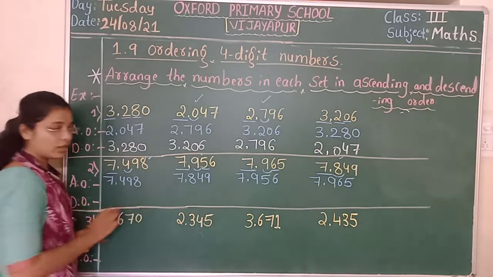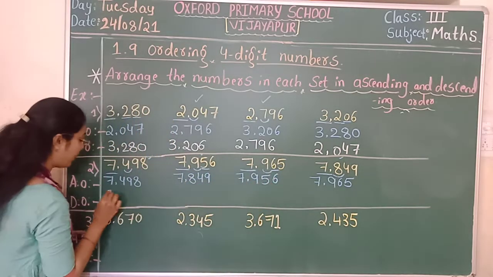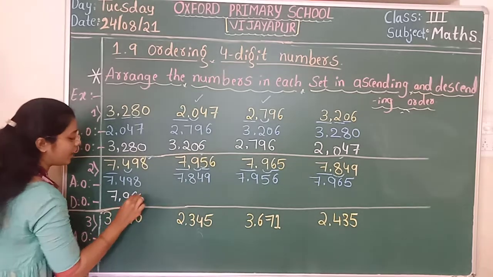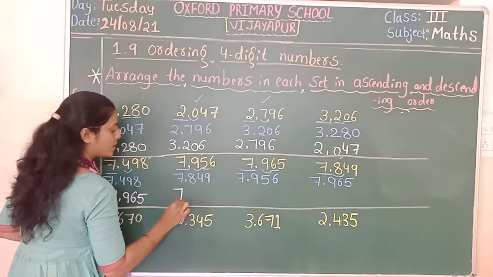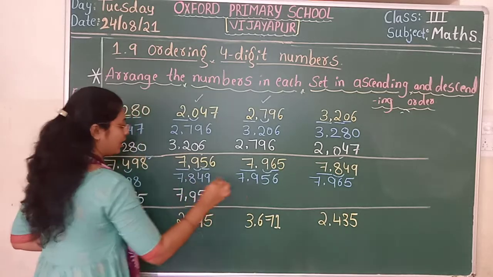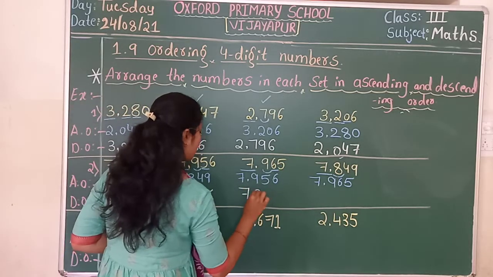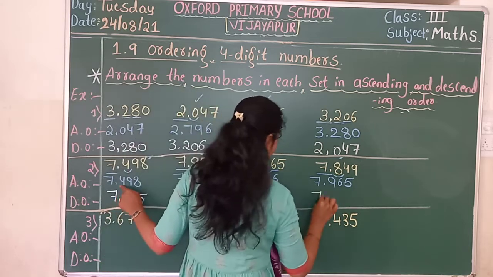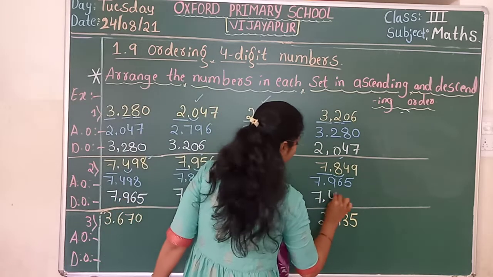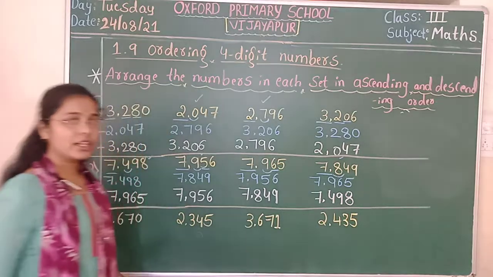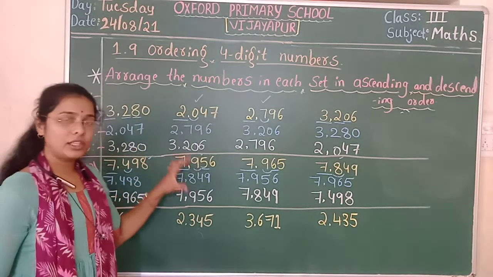So, in descending order, first we have to write the bigger number. 7965. Next, 7956. Next, 7849. And the least, the smallest, is 7498. Don't get confused. First, we have to observe the thousands.